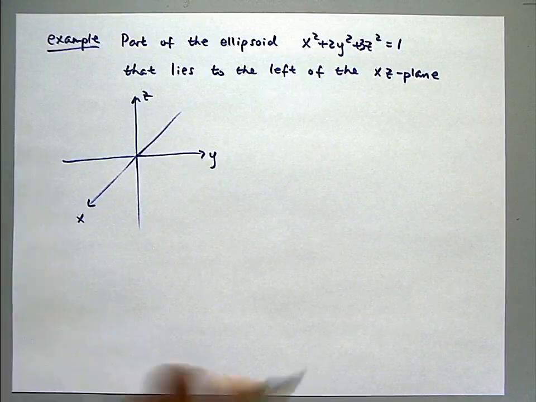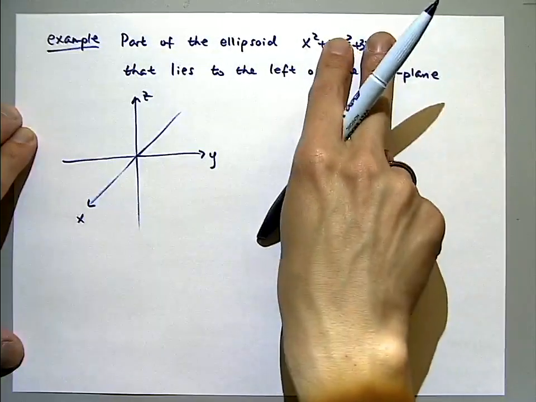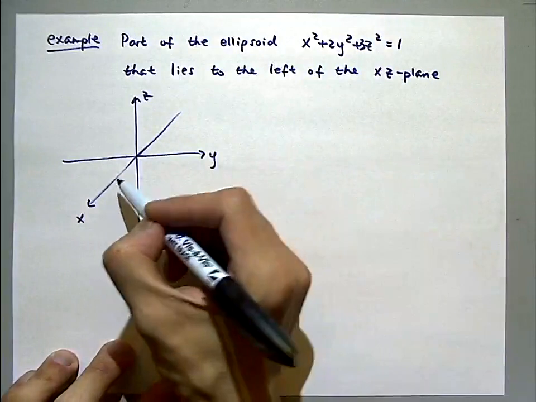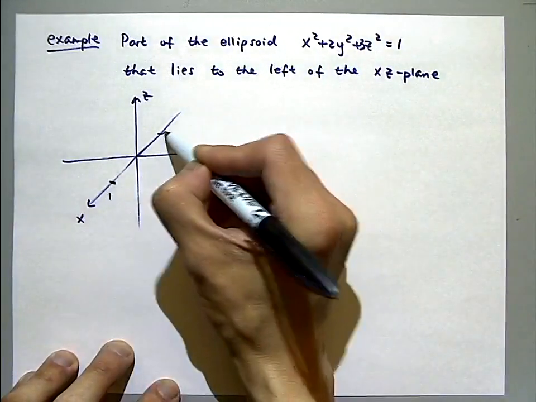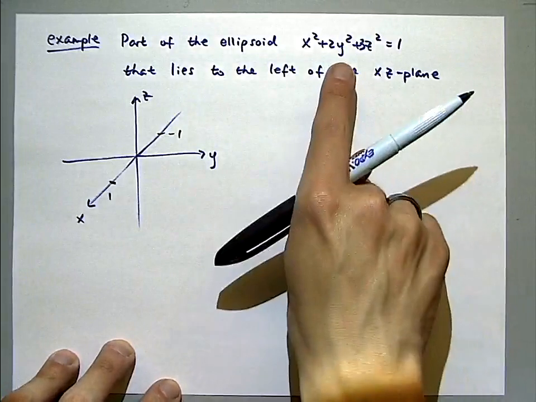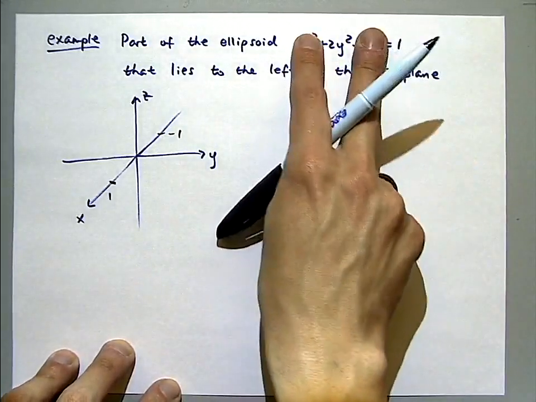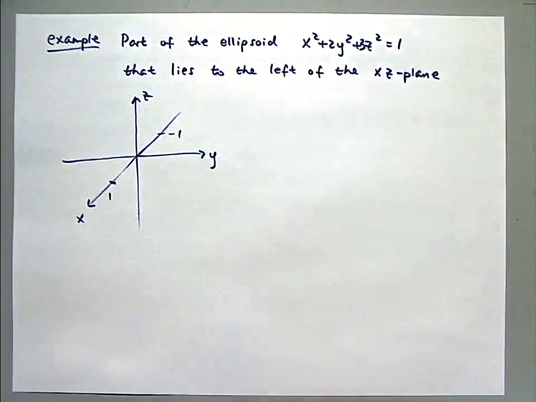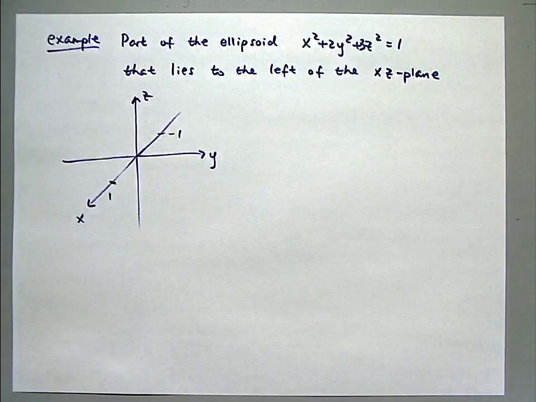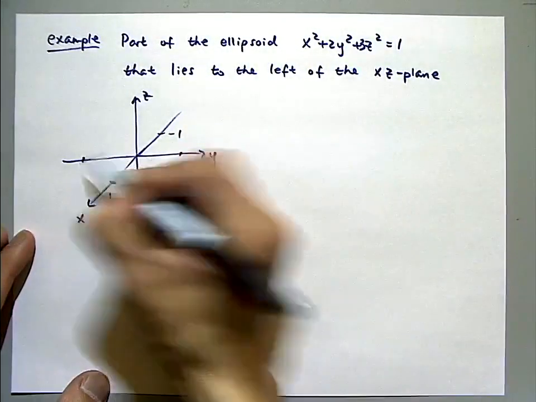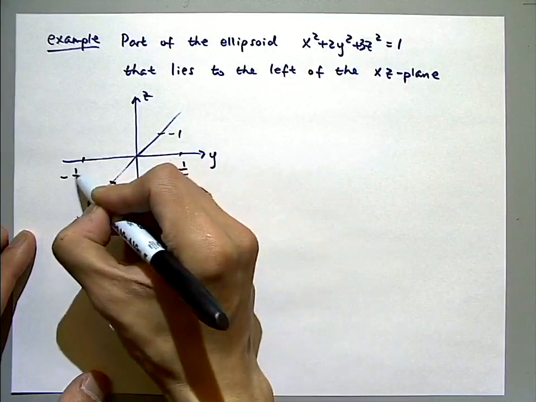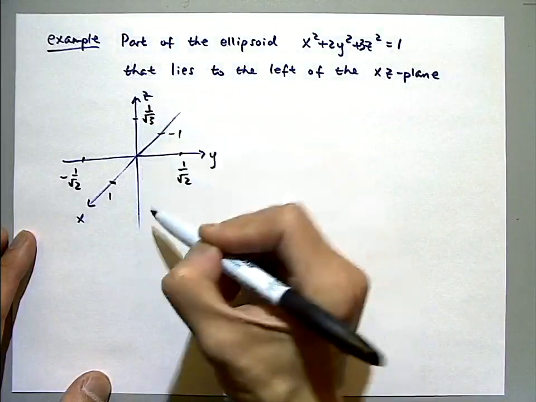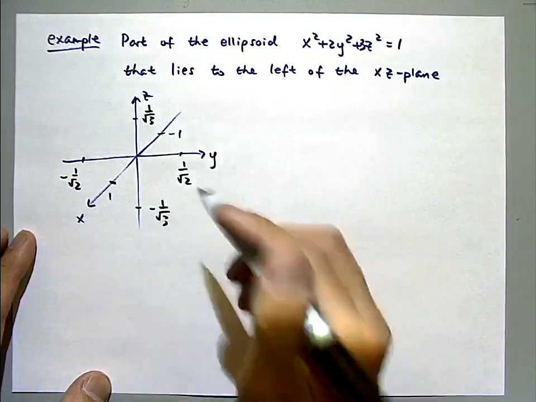So let's see what this looks like. If I make y and z 0, then I get x squared is equal to 1. That tells me that the x-intercepts are plus or minus 1. If I make x and z 0, then I have y squared is equal to 1 over 2. So the y-intercepts are plus or minus 1 over root 2, here and here. And similarly for z, the intersections are plus or minus 1 over root 3.